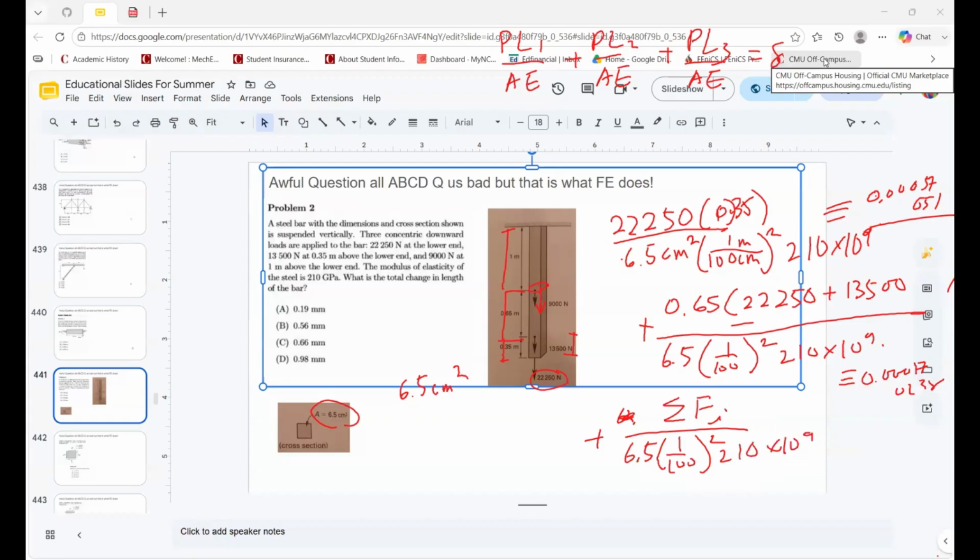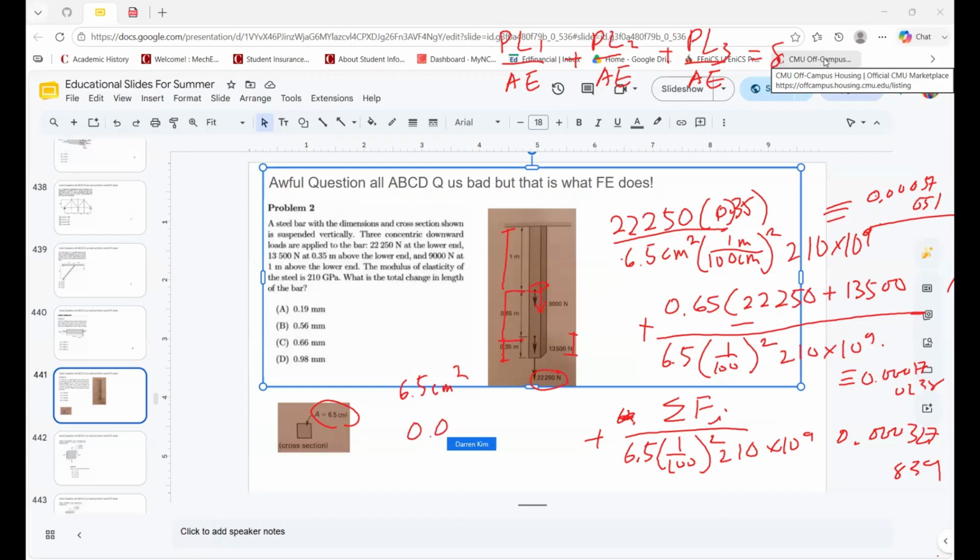So you just plug into here: 9,000 plus 13,500 plus 22,250 divided by 6.5 times (1 divided by 100) squared, 210 times 10 to the square root of 9. I get 0.0000327839. So we just add all these together. Now, why do I add them all apart? Because it makes it much easier to do the calculations on the calculator.